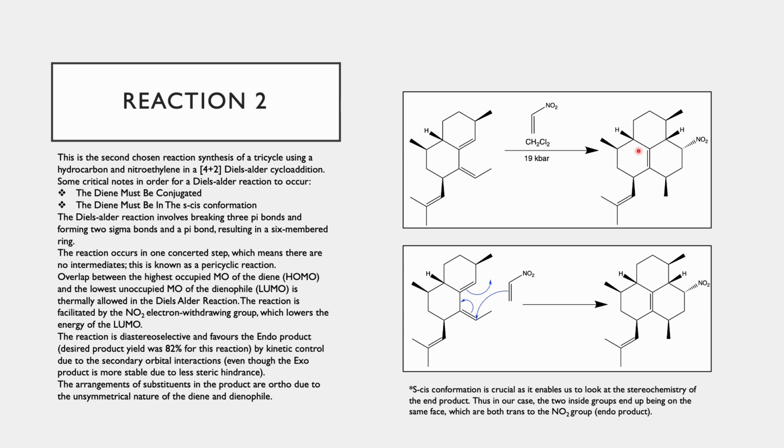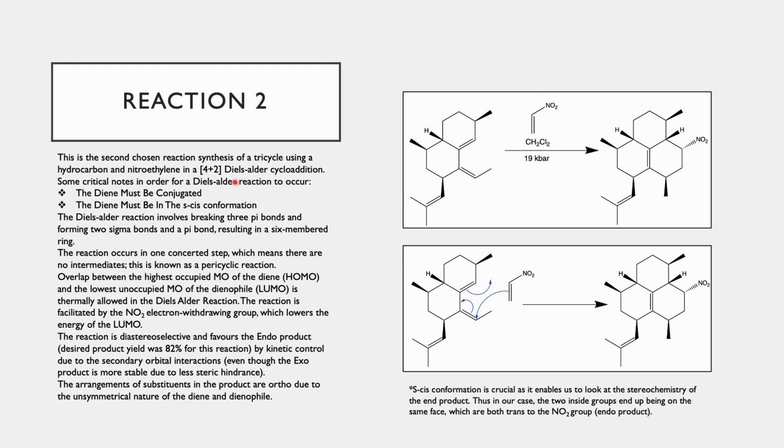It is a synthesis of a tricycle, which can be seen here, and it uses a hydrocarbon and a nitroethylene molecule. And this undergoes a 4+2 Diels-Alder cycloaddition. The hydrocarbon plays the role of the diene, and the nitroethylene plays the role of the dienophile. This is a good dienophile, as it has a strong electron withdrawing group, in this case the nitro group.